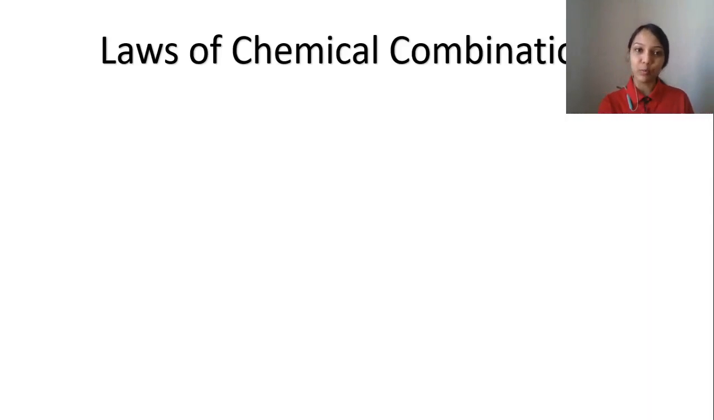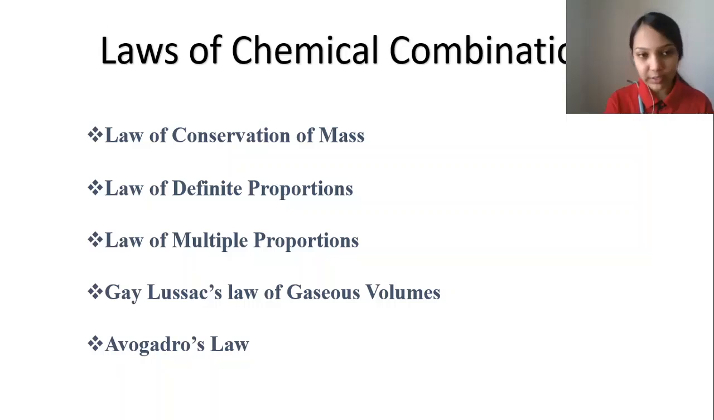Laws of chemical combinations. There were a few basic laws formulated to understand the behavior of the elements combining to form compounds. Fine. So there were basically five laws. That is the law of conservation of mass, law of definite proportions, law of multiple proportions, Gay-Lussac's law of gaseous volumes and Avogadro's law. Let us go one by one into the topic.